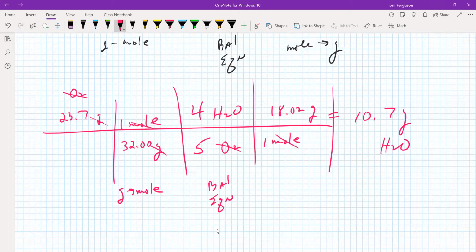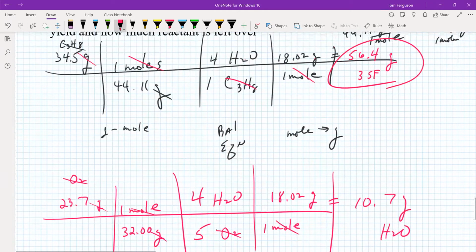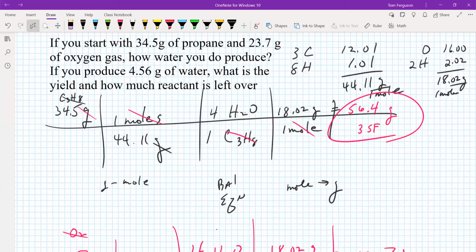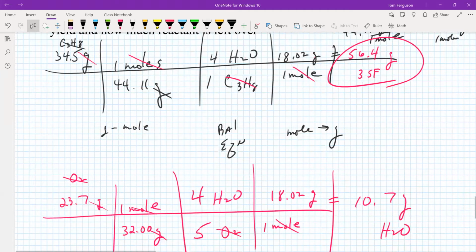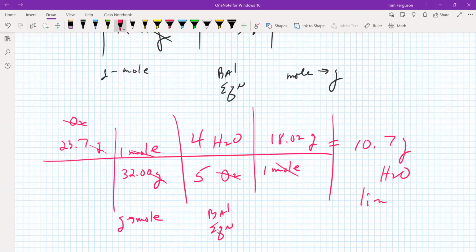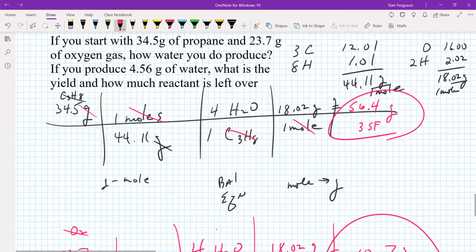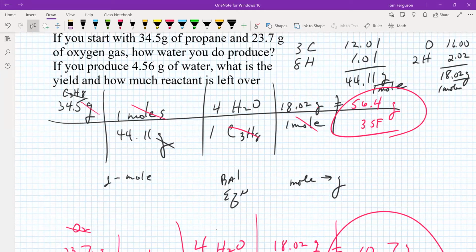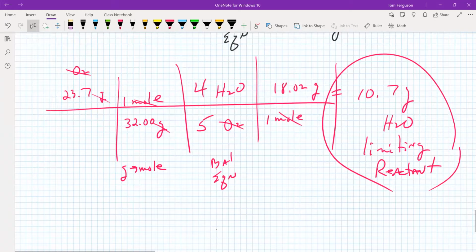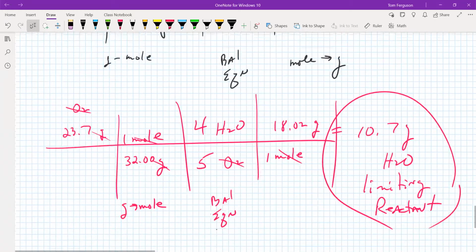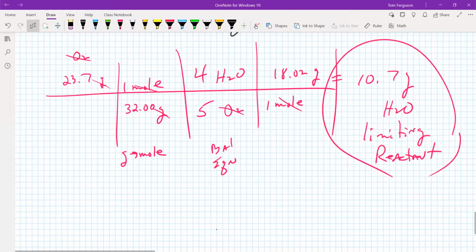Okay, so just from oxygen, we're getting 10.7 grams. And then from the propane, we're getting 56.4. So oxygen is clearly limiting the amount of water produced. Okay, now what's the yield? Well, yield is what, 4.56 of water. The theoretical yield is 10.